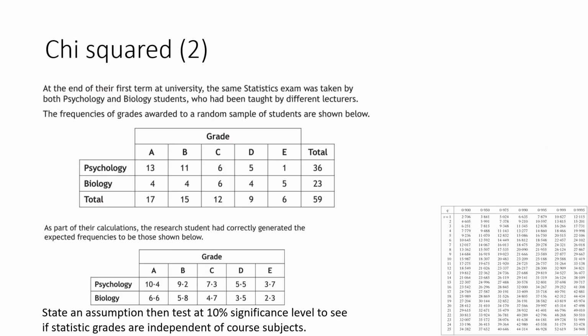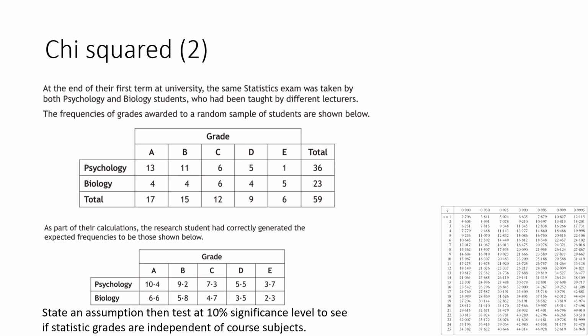Let's do another example. At the end of the first term at university, the same stats exam was taken by both psychology and biology students who had been taught by different lecturers. The frequencies of grades awarded to a random sample of students are shown below. As part of their calculations, the research student had correctly generated the expected frequencies to be those shown below. State an assumption, then test at 10% significance level to see if stats grades are independent of core subject.